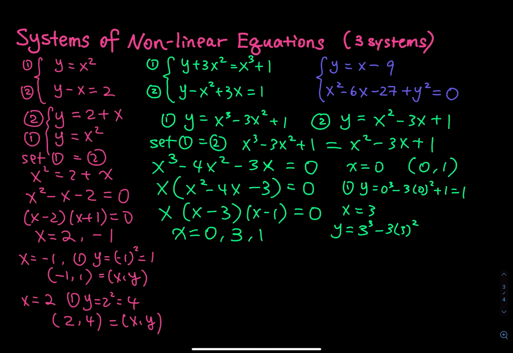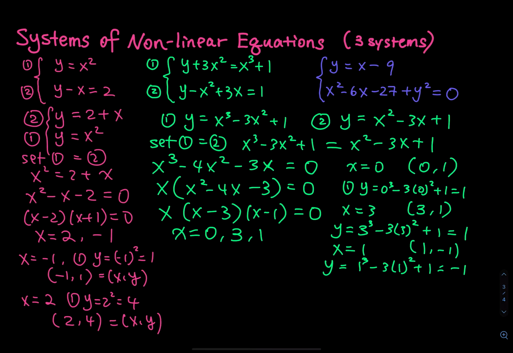So that is equal to 0. And then you add 1 to it, that is equal to 1. When x is equal to 3, y is equal to 1. And then last but not least, you have x equal to 1, y is equal to 1 to the third power minus 3 times 1 squared plus 1. So you have 3 minus 1. You have a 2 minus 3 equals negative 1. So when x is equal to 1, y is equal to negative 1.